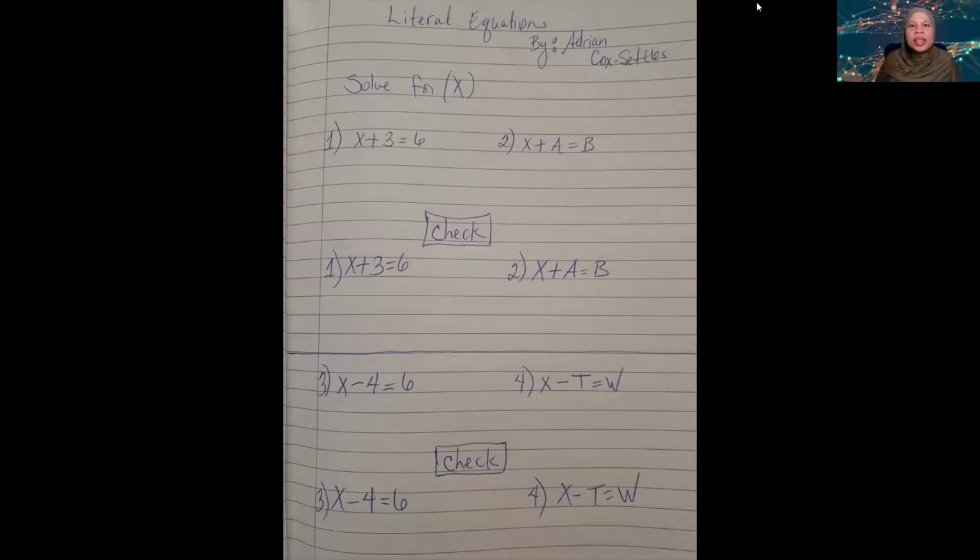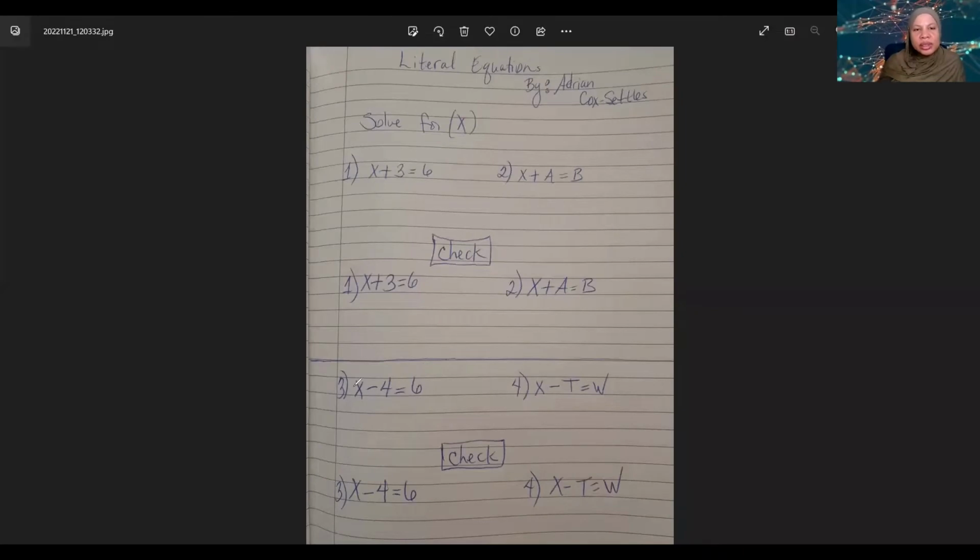All right, let me go and do my thing. Now we're going down to the bottom. x minus 4 equals 6. So the opposite of subtraction is addition. So we're going to add 4 to both sides.